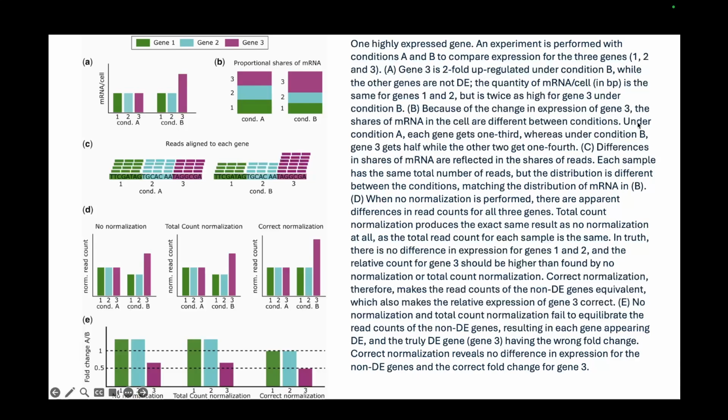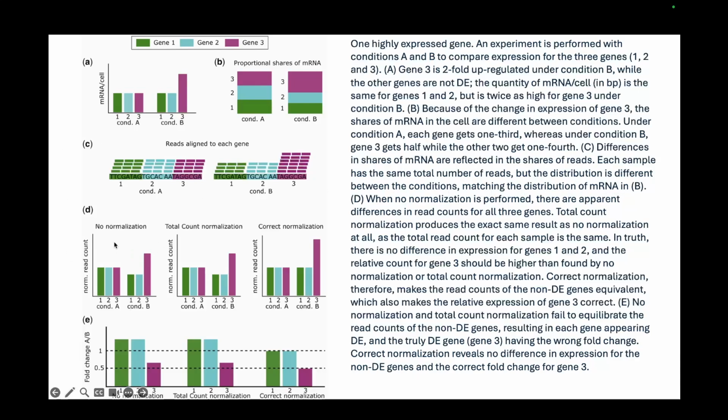Now, because of the change in the expression of gene 3, the shares of mRNA in the cell are different between these conditions. Under condition A, each gene gets one third, while under condition B, gene 3 gets half, while the other two get one fourth. If you see the reads aligned to each gene under each condition, in condition A all have the same depth of coverage, but in condition B the amount of transcripts aligned to gene 3 is twice that of 1 and 2. Differences in shares of mRNA are reflected in the shares of reads. Each sample has the total number of reads, but the distribution is different between the conditions, matching the distribution of the mRNA in this condition.